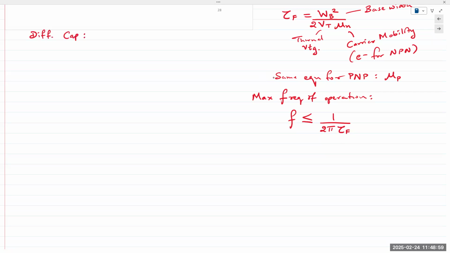The diffusion capacitance can be given by the equation C_D is equal to I_C over V_T times tau_F. Okay, I_C over V_T times tau_F. So it's a function of V_BE, the base-emitter voltage.